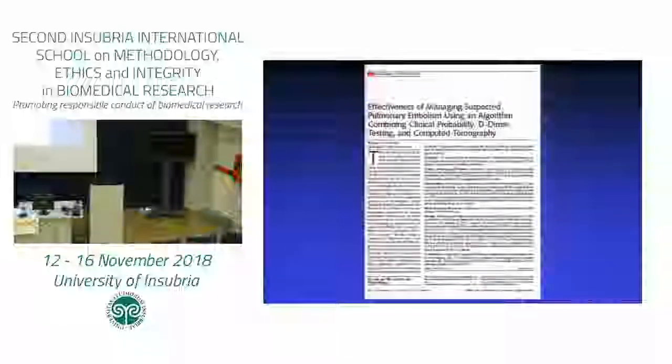almost real life, of managing, so a management study, of suspected pulmonary embolism using an algorithm combining clinical probability, D-dimer testing, and computed tomography. Based on this paper and other papers, nowadays we use computed tomography to diagnose PE. So that's a diagnostic study. So it answers a diagnosis question. So it's really important to recognize the type of question, and it's not easy. That's an example.